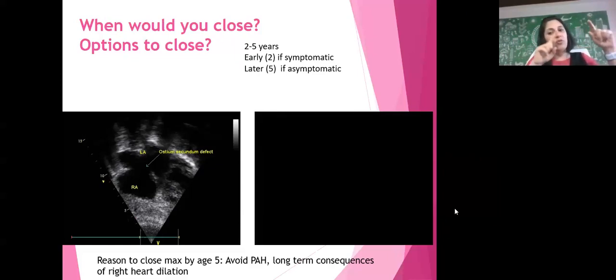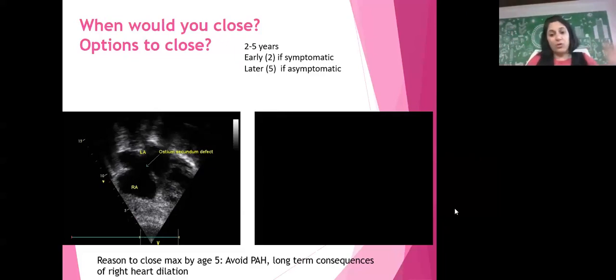So even if you close the ASD when he's older, he may be okay for many years. He will leave your hands. He will go to an adult physician. But when he becomes an adult and gets coronary artery disease, his right ventricle will not tolerate it as well as a normal person's right ventricle. So we do them a big disservice when we delay intervention too long.